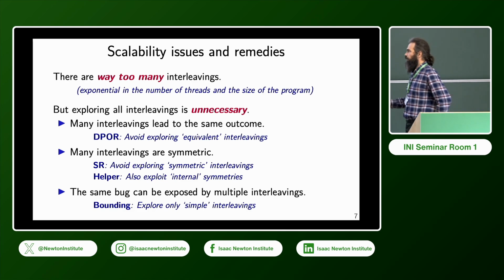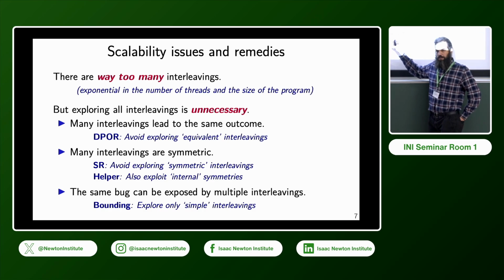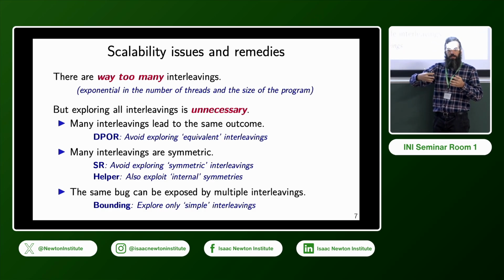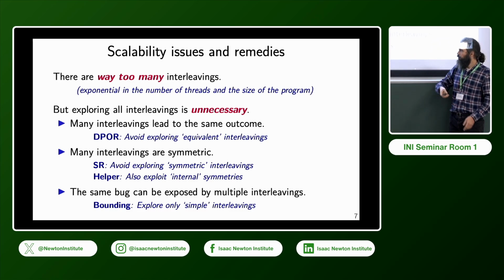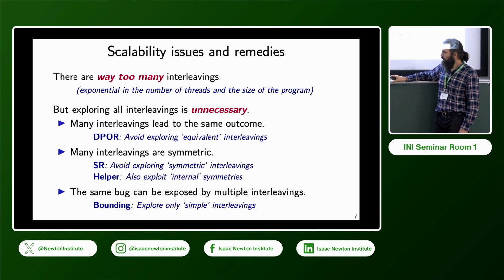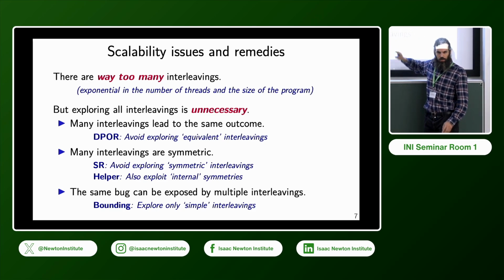The second observation is that many times your system has some symmetry inside. So you have, let's say, two threads doing the exact same work, and then it doesn't matter which one executes first. That's the notion of symmetry reduction. You can also find symmetries not at the thread level, but inside algorithms. Let's say multiple threads internally at some point try to write the same value to a location. It doesn't matter which one goes first, and you can exploit that to improve performance.